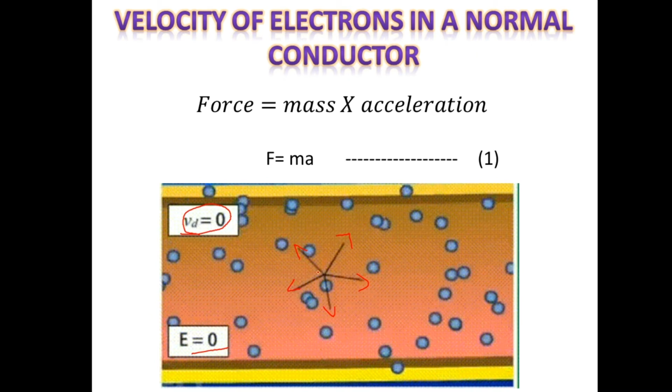Now whenever a particle is in motion, it must be driven by a force. That force is given by the formula F is equal to ma from Newton's second law of motion, right? So F is equal to mass times acceleration, which I'm taking as equation 1 over here.